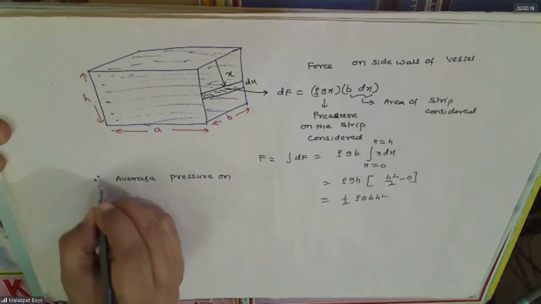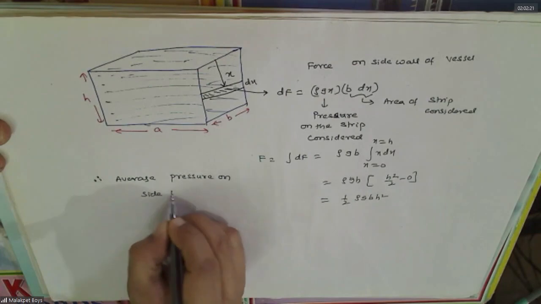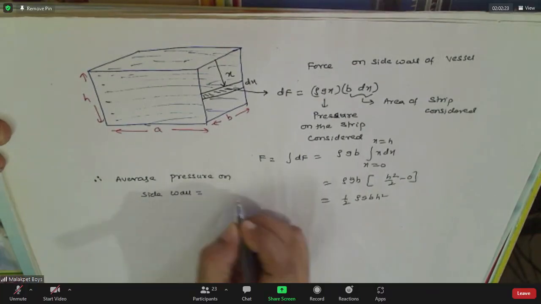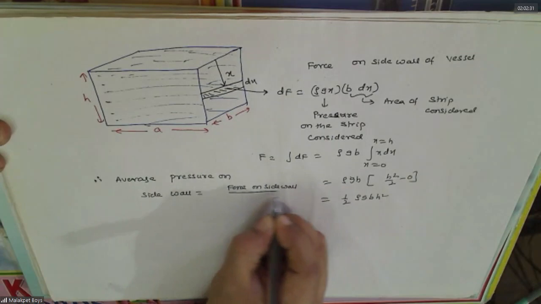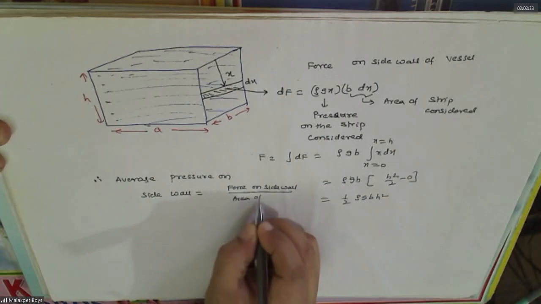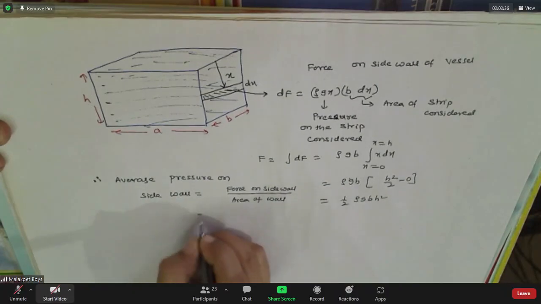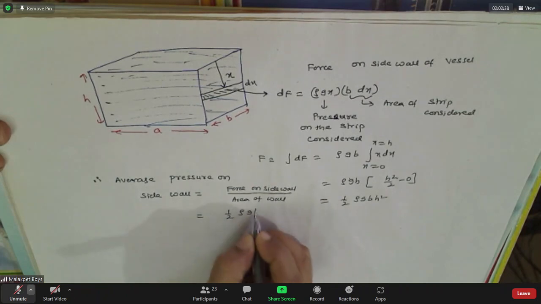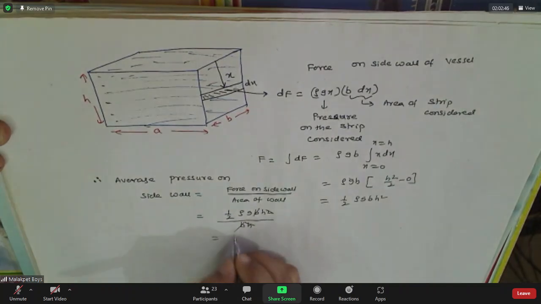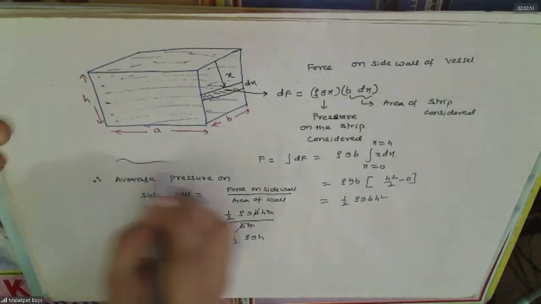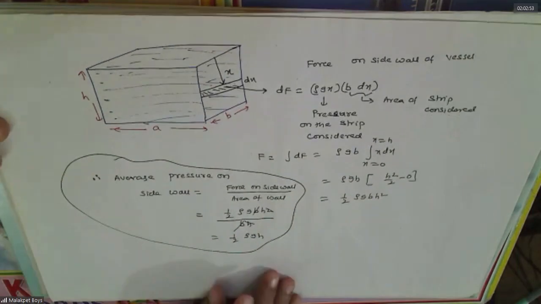So what is the average force or average pressure? On the side wall they want. Here, what is the force on that wall, divided by the area of the wall, no? Half rho g b h square by what is that? You have b into h. b, b will go. This is half rho g h. Understood this? Is it clear?